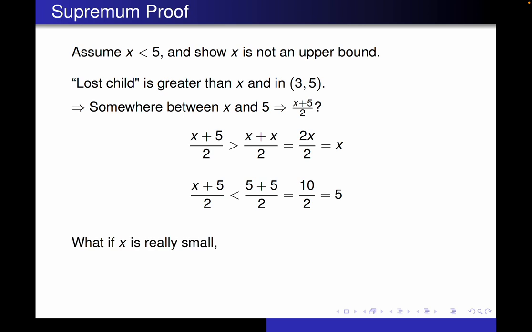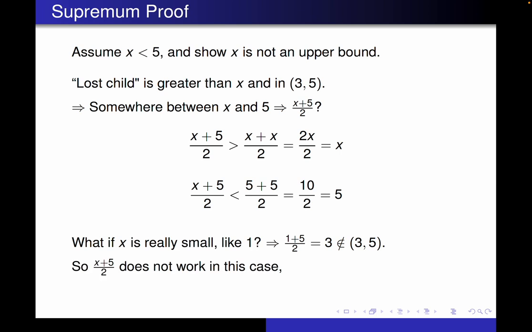And if x is really small, the answer is no, it won't. So let's say the x is really small, like say 1. 1 plus 5 over 2 is 3. 3 is not in the set, so it doesn't count as a lost child. It's simply not a child, right? But it's not as bad as it looks, right? X plus 5 over 2 doesn't work in this case, but 1 is pretty small.